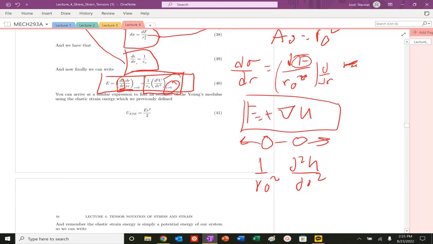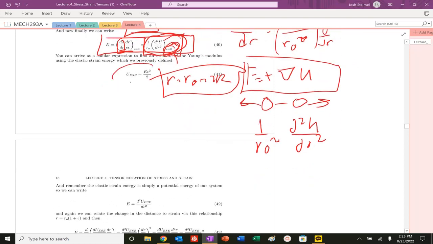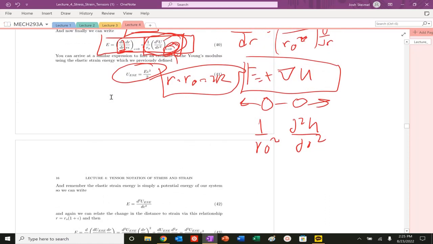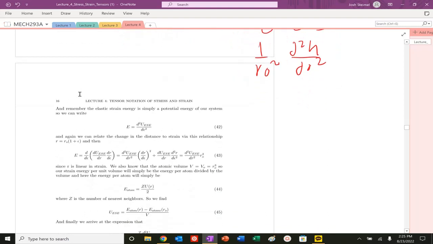But again, the key thing, this second derivative is evaluated at R equals R naught. Evaluated at R equals R naught equals 2R. So be careful there. You can also arrive at this with our elastic strain energy basic expression below. You'll see that a lot in mechanics and a lot in this class, that arriving at the same expression from two different methodologies is a really good way to know that you're correct.